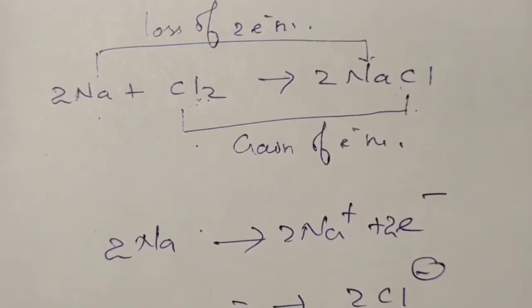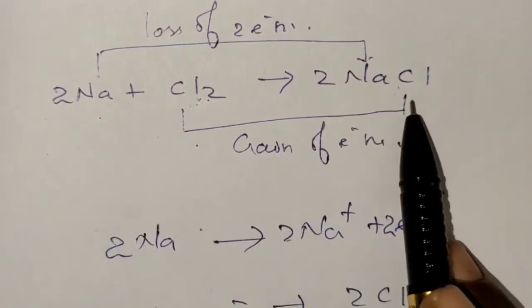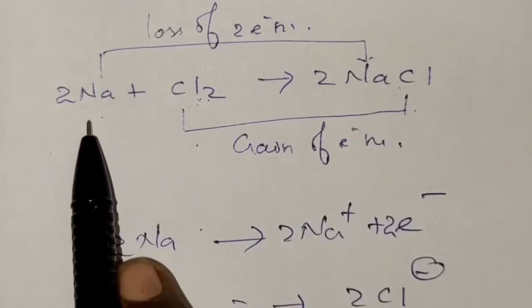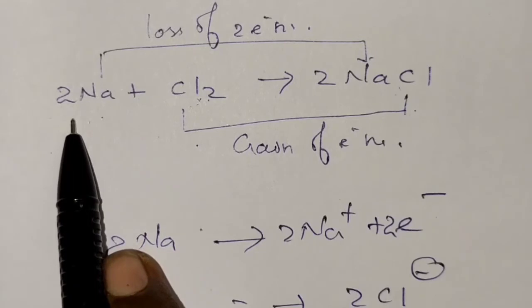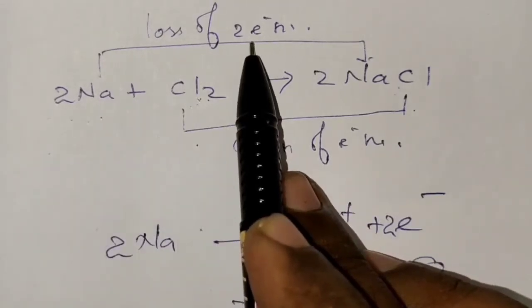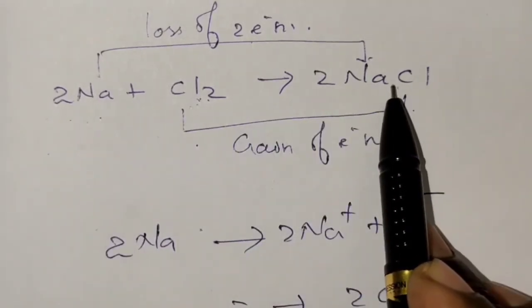Modern definition. Sodium is converted into sodium chloride. How? By losing its electron. In this equation, two sodium atoms are present. Each atom loses one electron. That means two sodium lose two electrons and become sodium chloride.